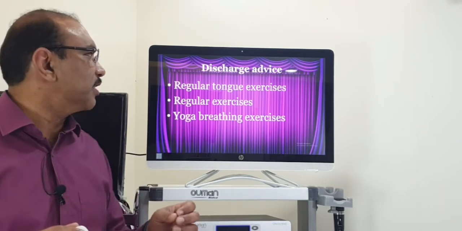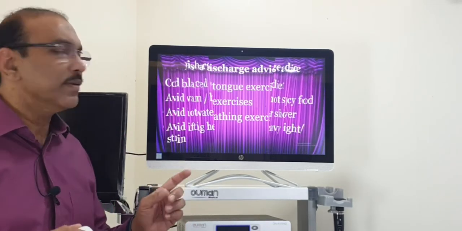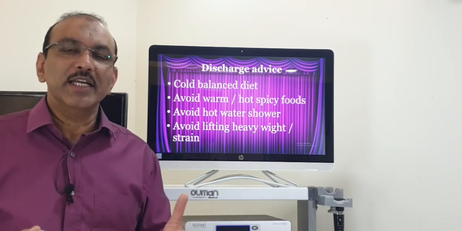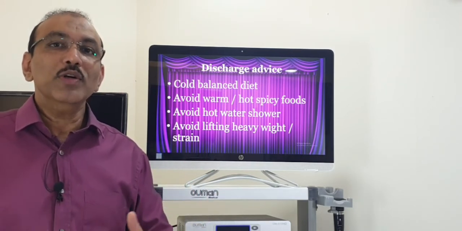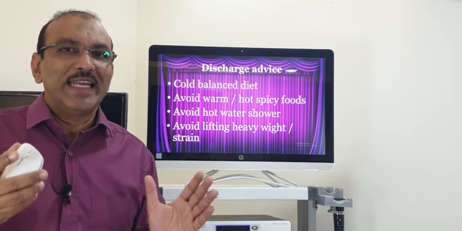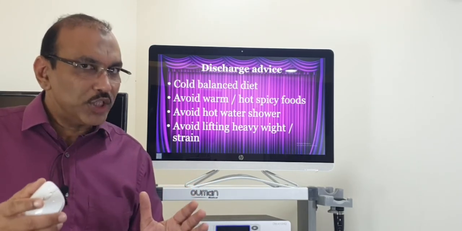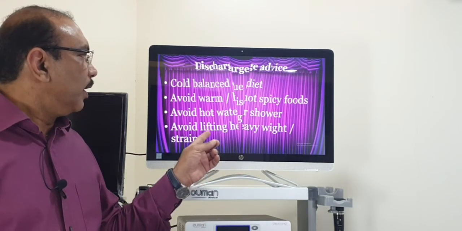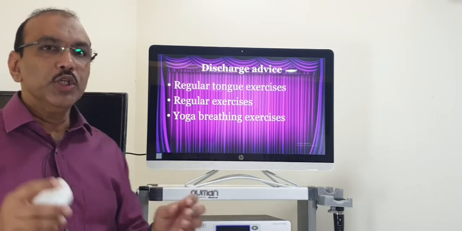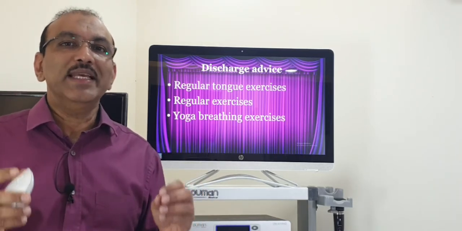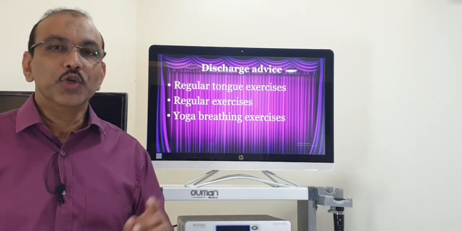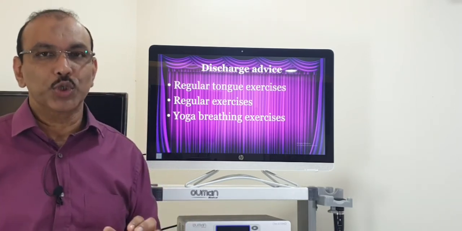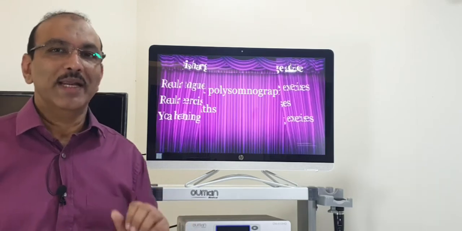Regular exercises are a must. Regular tongue exercises, which I have already mentioned before. Regular body exercises, in the morning and night. Don't overstrain yourself for the initial 10 days. After about 2 or 3 weeks, you can go in for regular exercises. Then, normal yoga breathing exercises are very good. They're good for the nasal cavity, the upper airway completely, inclusive of the lungs too. So please do that.